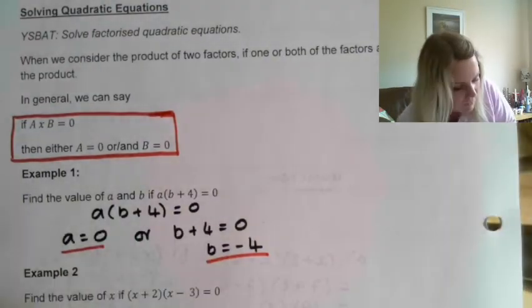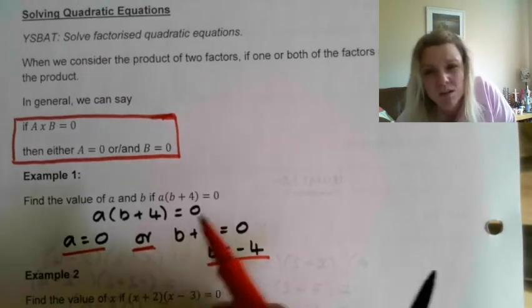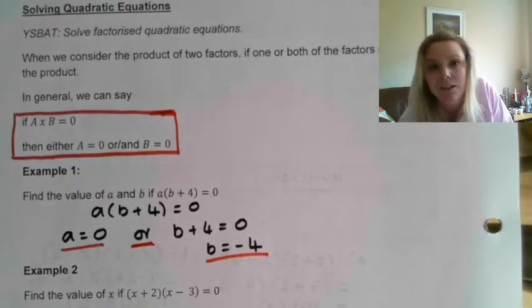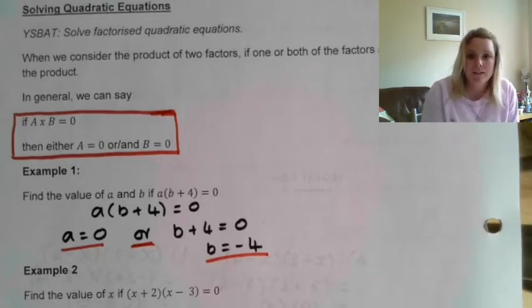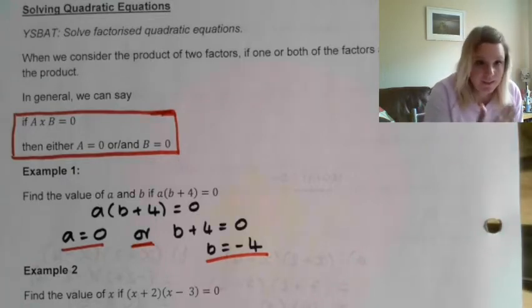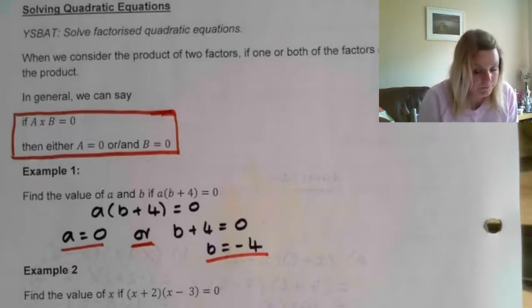And I probably should have emphasized the "or" there, okay? And that it could be both. It could be that both A is 0 and B is minus 4, but at least one of those things has to be true, okay?